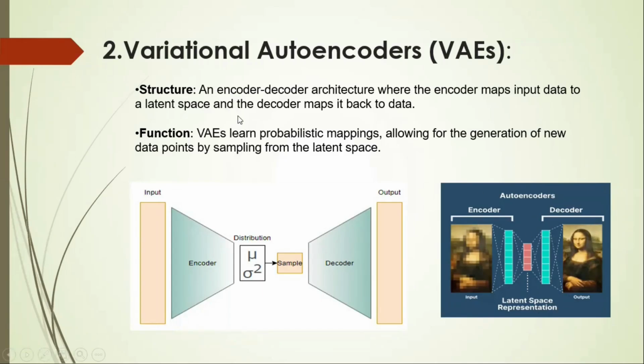So you can see the structure is very simple. There will be two parts, an encoder-decoder architecture, where the encoder maps input data to the latent space. This is your latent space, and the decoder maps it back to the data. So what is the function? Here you learn probabilistic mapping. Now, what is the probabilistic mapping?